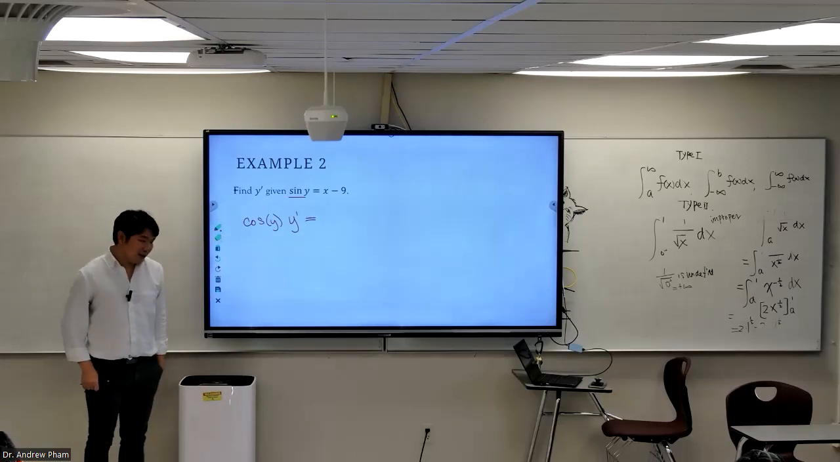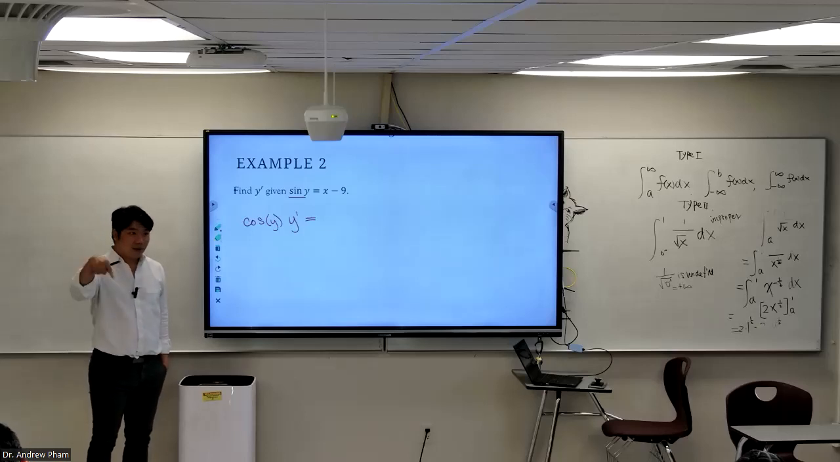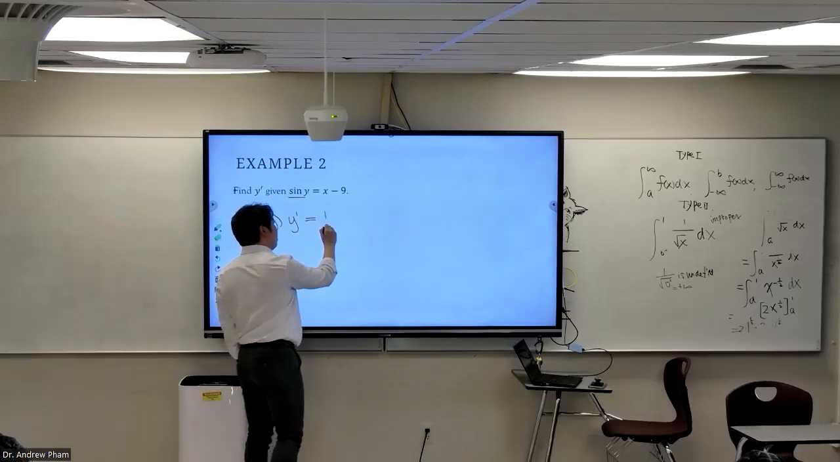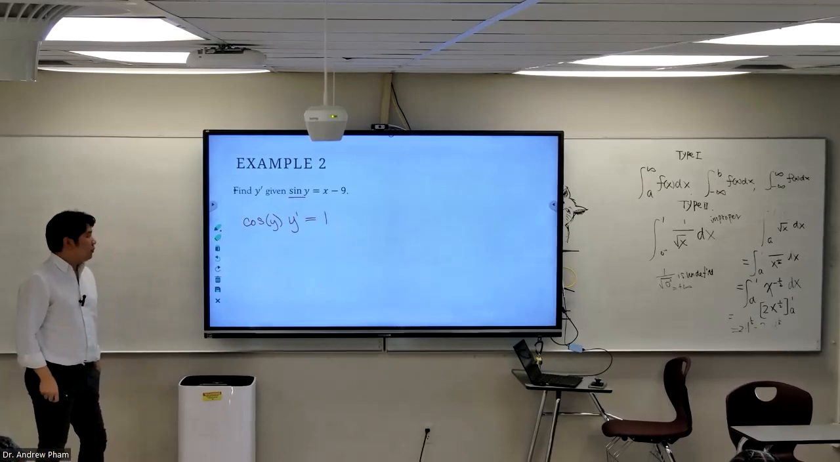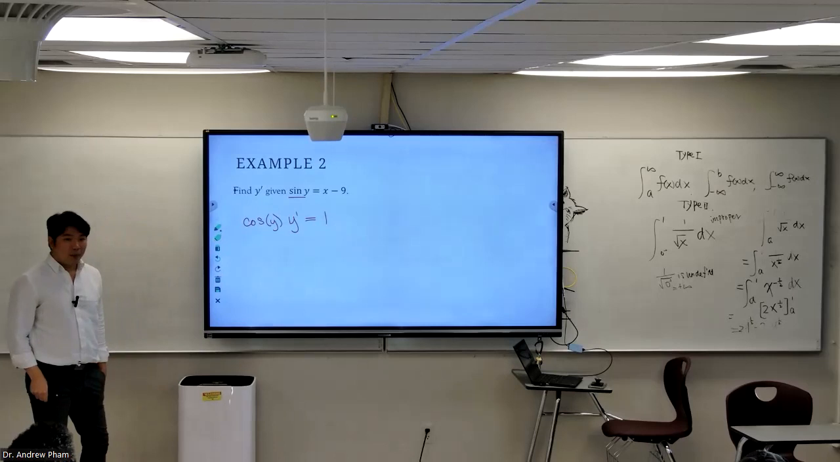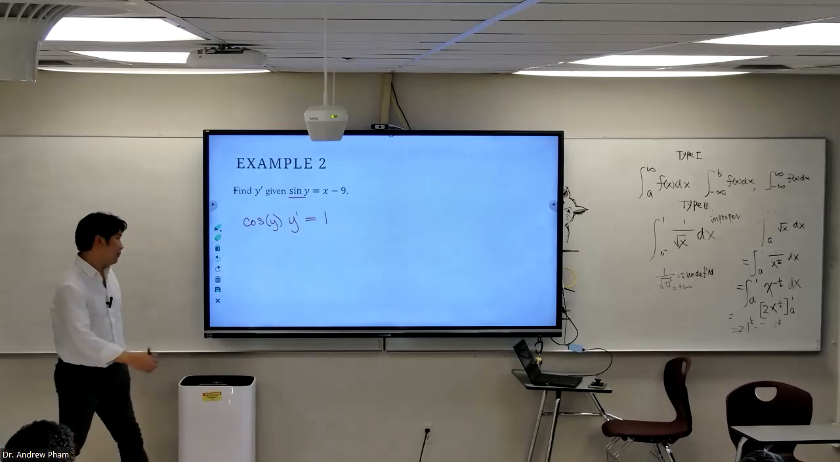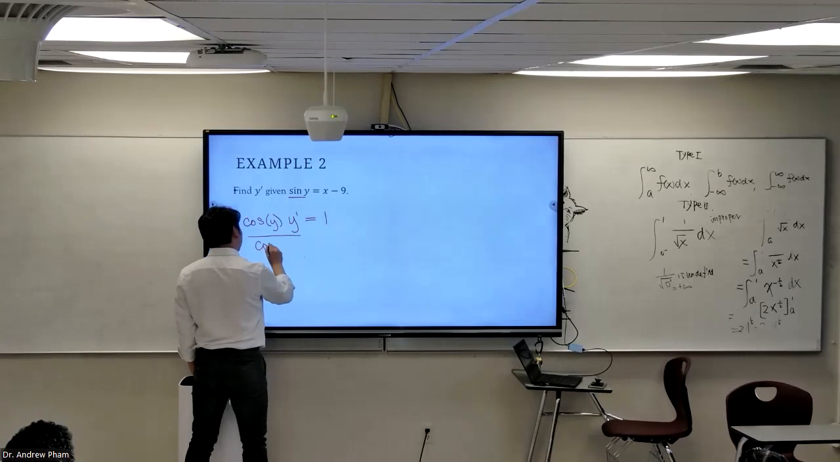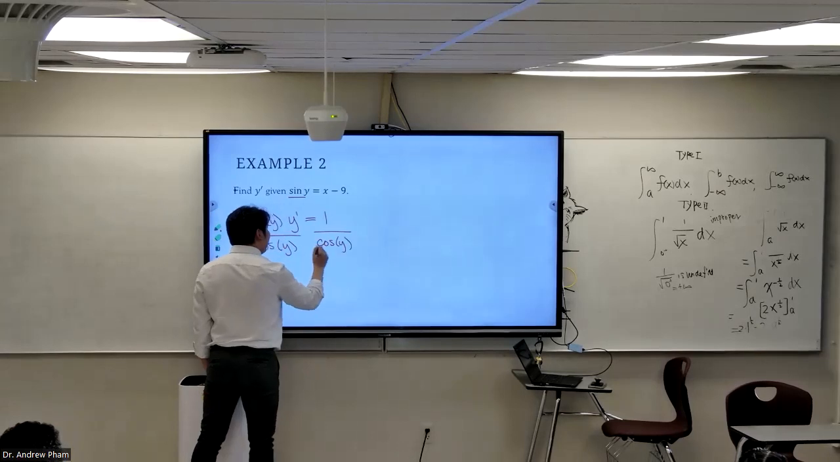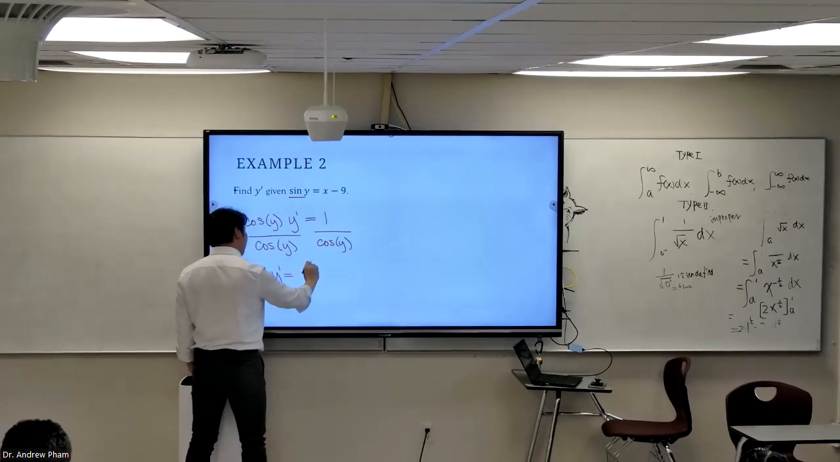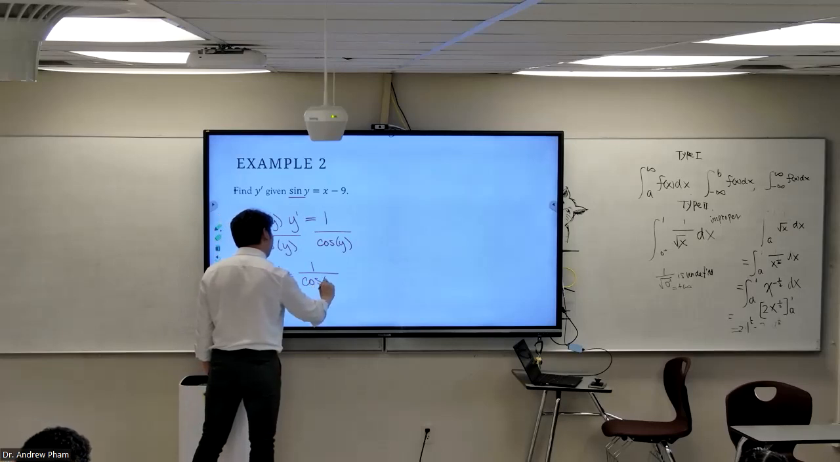What's the derivative of the right? What was that? I think I heard two different answers. Yeah, so let's see. Derivative of x, we get 1. Derivative of -9, we get 0. So 1 plus 0 or just 1. All right, so how do I get y prime alone now? Yeah, we're going to divide by cosine of y, giving me that my derivative y prime is 1 over cosine of y.